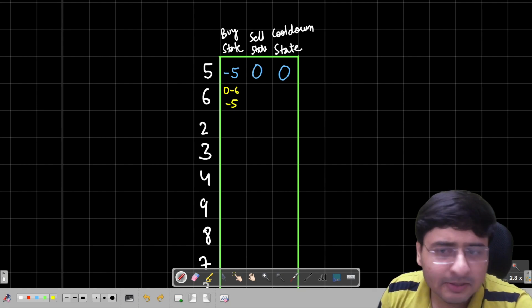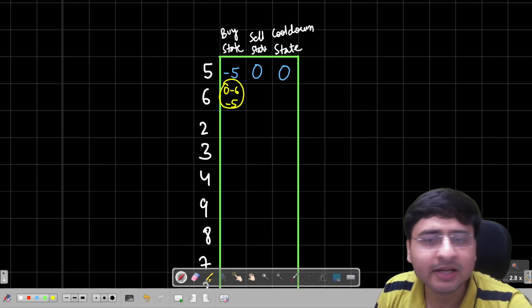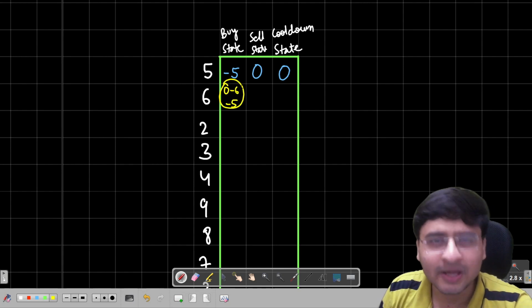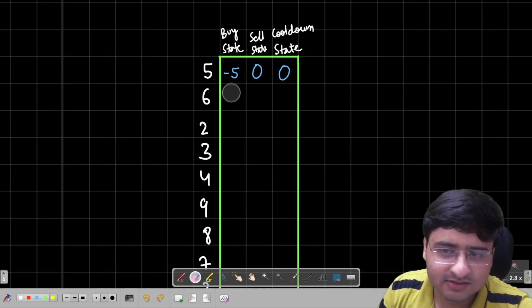Correct. What is the best of these two? It is definitely minus 5, right? Buying at minus 6 is not the option. Buying cheaper is the best option. So minus 5 is giving me more profit. So I'm considering minus 5 here.